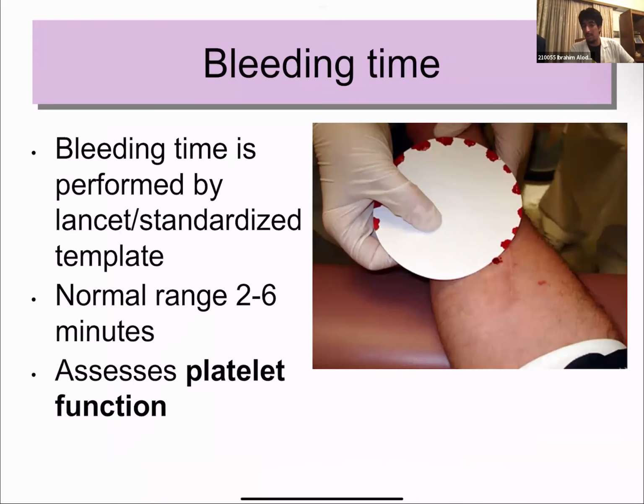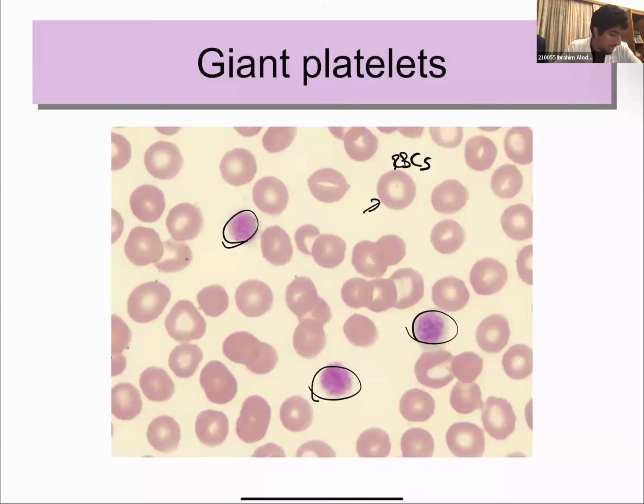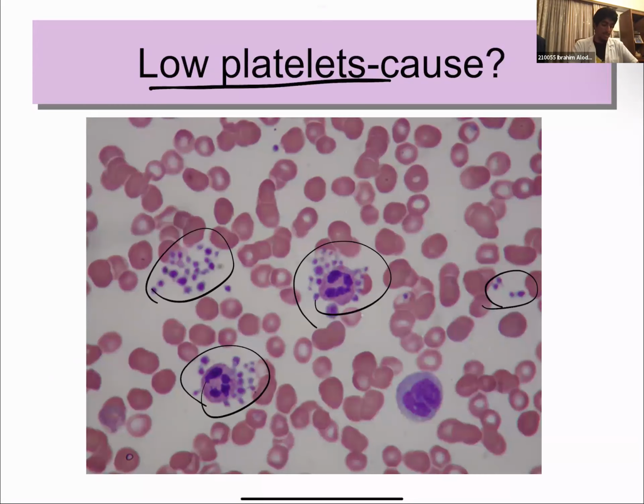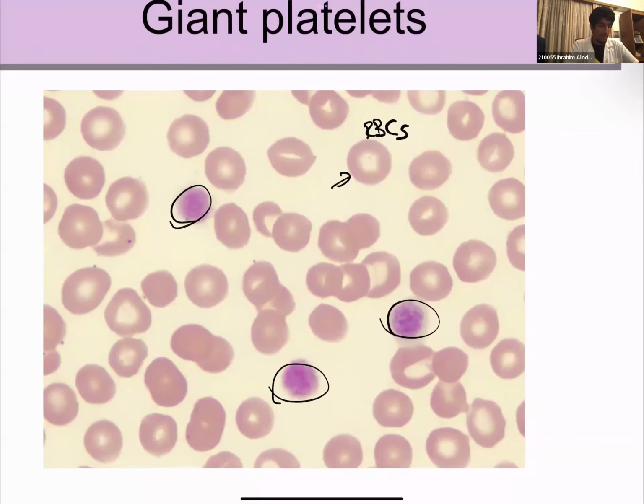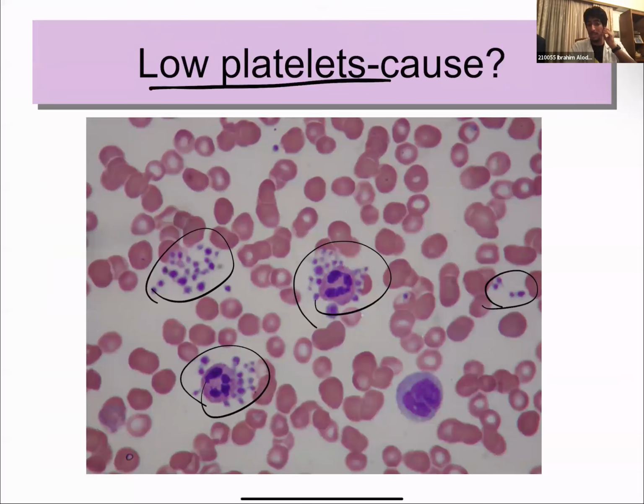Okay, so now let's talk about how you know if they're platelets or lymphocytes. Platelets are always going to be really tiny. So you see how this right here, that's a platelet. Platelets are little tiny purple dots. These are lymphocytes. You can see their nucleus. What this is showing is the platelets.